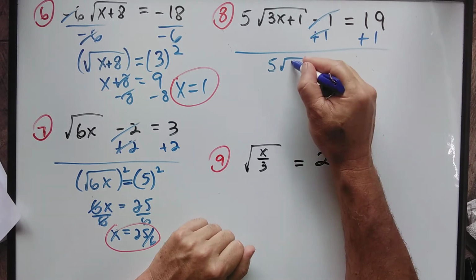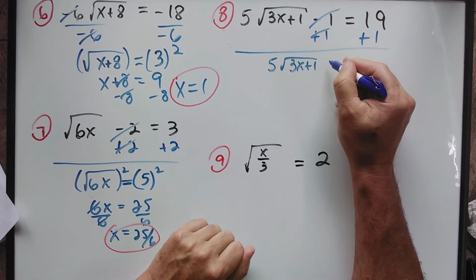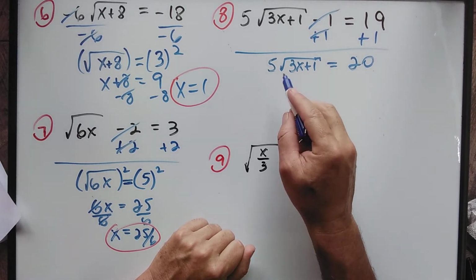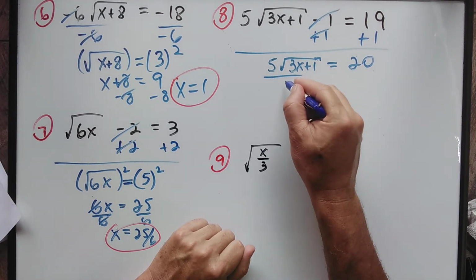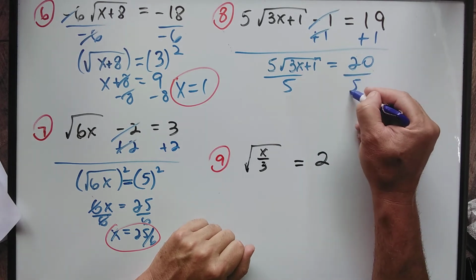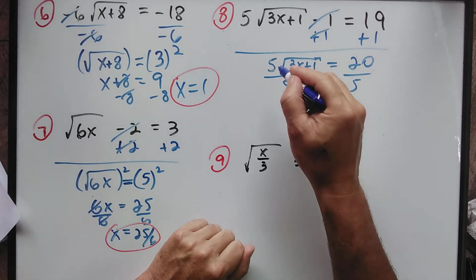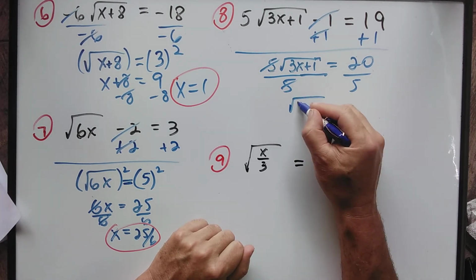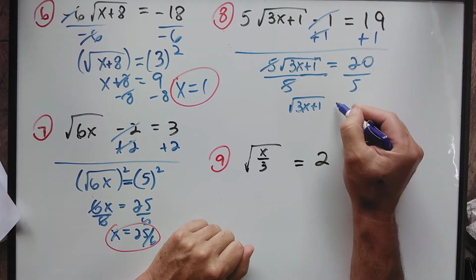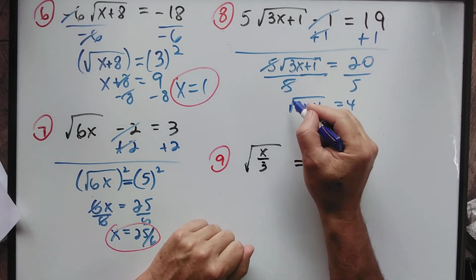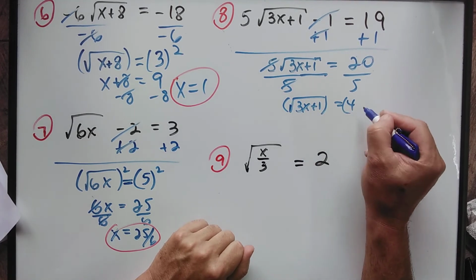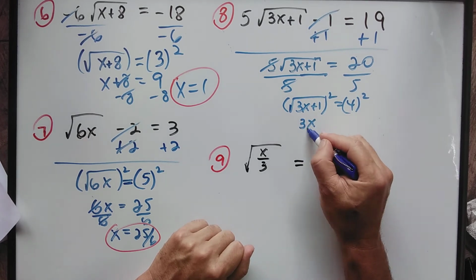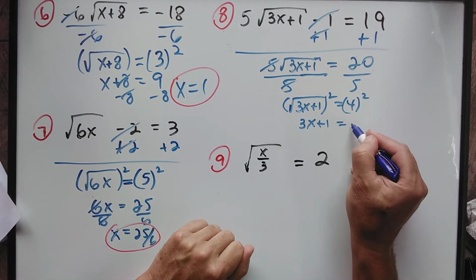5 square root of 3x plus 1 equals 20. Then this 5 is multiplying, therefore I divide by 5 both sides. That's gonna take care of that 5. So I got the square root of 3x plus 1 equals 4. So I square both sides. So that's gonna be 3x plus 1 by itself equals 16.